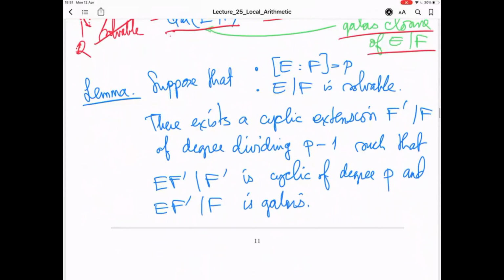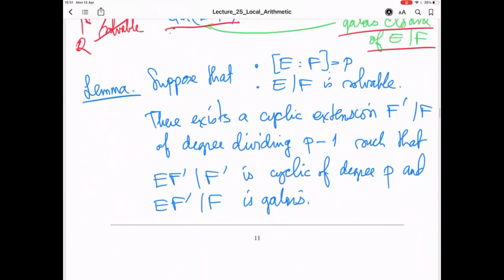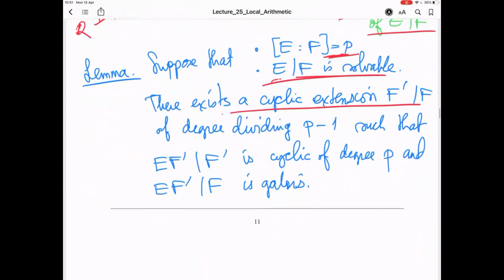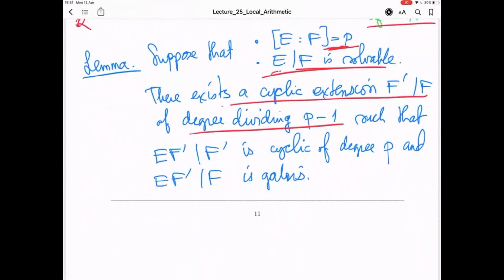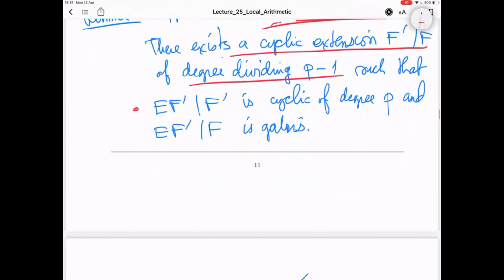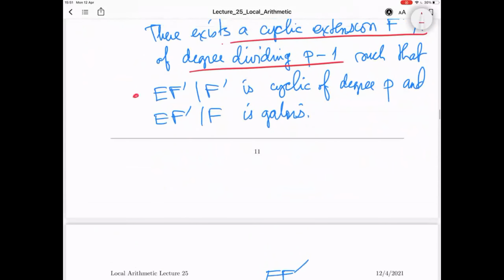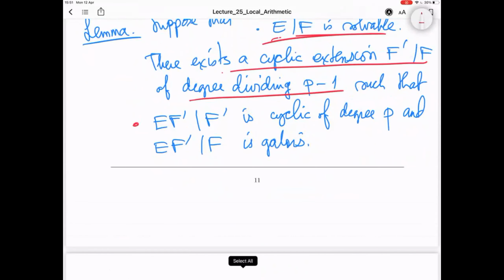Now here is a lemma, which says that suppose I have an extension E of degree p, prime degree, which is solvable. Then there exists a cyclic extension F' of degree dividing p minus 1, such that two things happen. There's a diagram here: EF' over F'. Let me draw it here, so that what is given is F, this, and E.